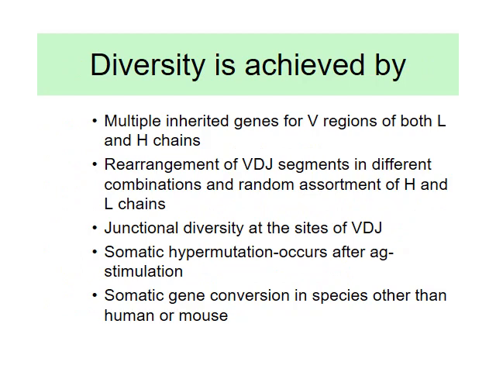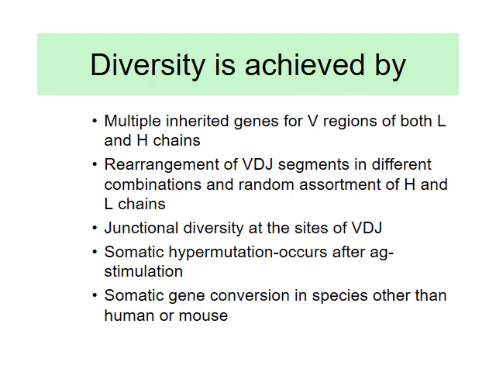Now, the idea in this whole concept of the genetic basis of antibody structure is that, number one, we have inherited genes for variable regions for both light and heavy chains. Number two, we have rearrangement of VDJ segments, and different combinations and random assortment of heavy and light chains can be done. Number three, we have junctional diversity at the sites of VDJ.